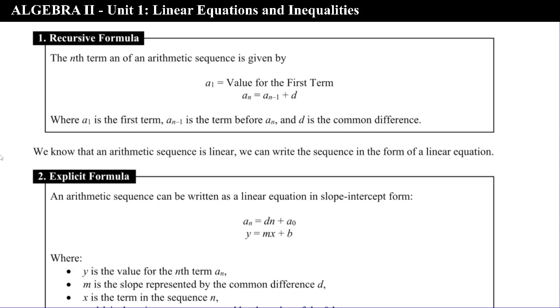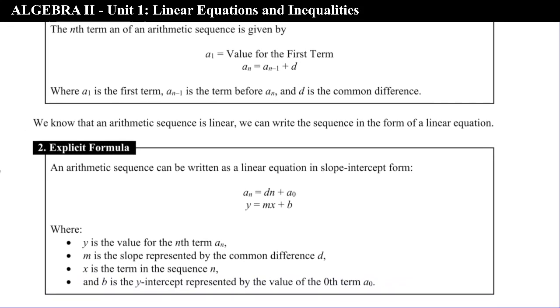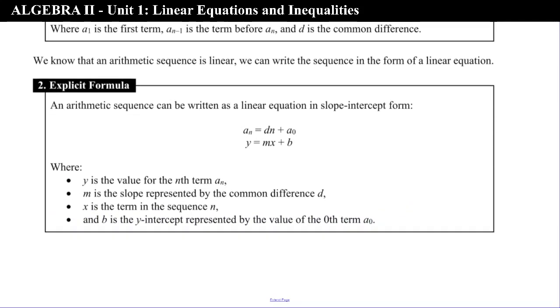Now for an explicit formula, since we know an arithmetic sequence is linear, we can write the sequence as a linear equation. So here's what I've done here. I've given you two lines, you're only going to use one of them as your answer for an explicit formula, and that would be your y equals mx plus b. That's your slope-intercept form that you are fairly familiar with.